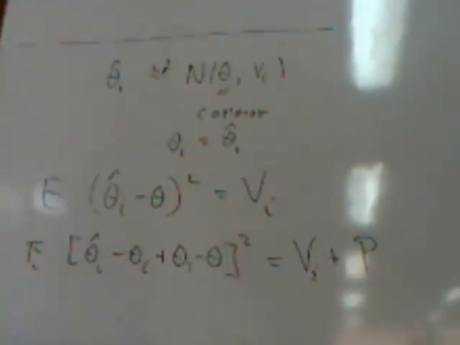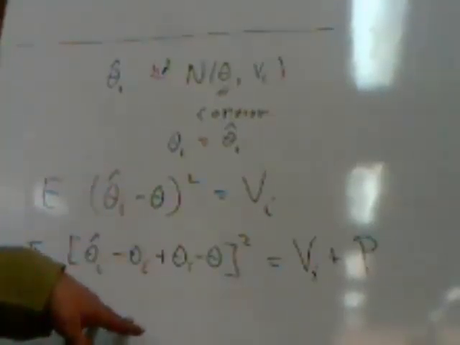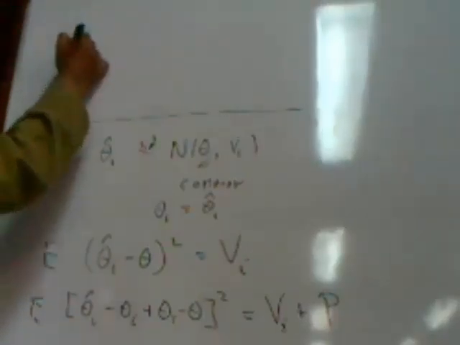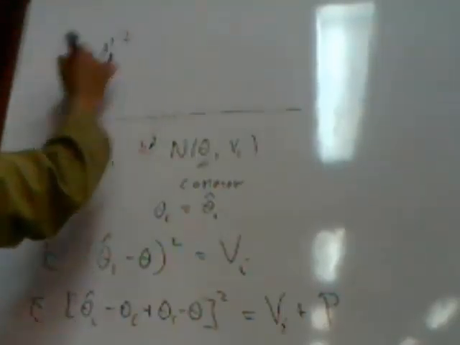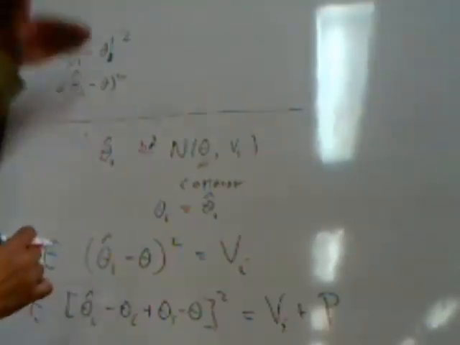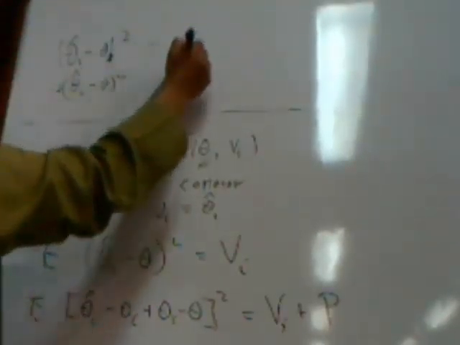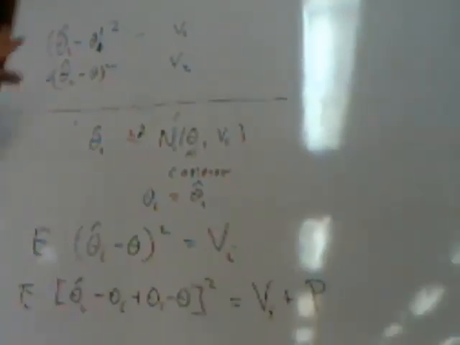So now, if I take the sum of all of the deviations, so I take theta hat 1 minus theta squared plus theta hat 2 minus theta squared, and so on. So this is an estimate of V1, this is an estimate of V2, and so on, up to V12. All of them have their own variances. Then basically that's it. We compare this with the sum of the variances here.